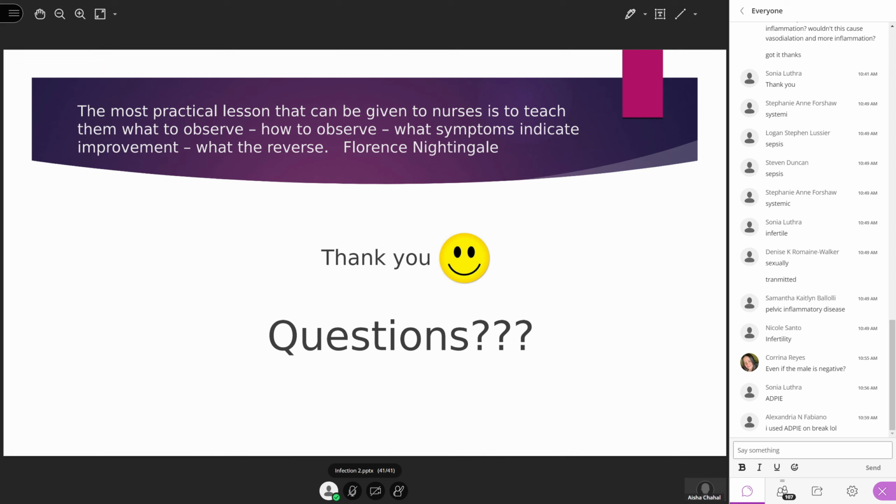The most practical lesson that can be given to nurses is to teach them what to observe, how to observe, what symptoms indicate improvement, what the reverse. And Florence Nightingale was big on assessment. She was big on observation, even 200 years ago. I did not put it in here, but there is a strong quote that followed this quote in the same book. She writes, if you cannot observe, nursing is not your calling.